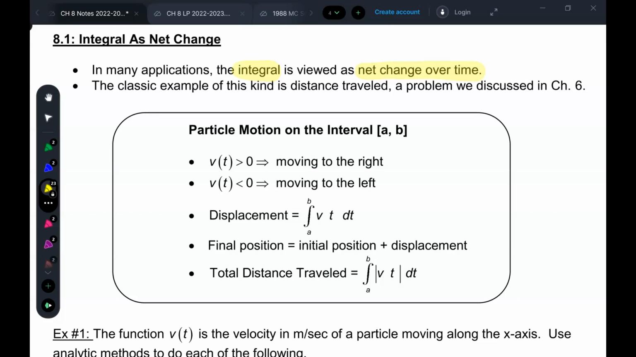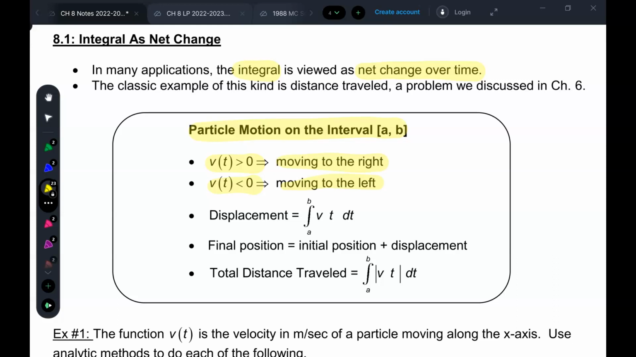In terms of integrals. Okay, so hopefully this all looks familiar, right? When the velocity is greater than 0, it's moving right. Less than 0, moving to the left. What happens when it's equal to 0? Stopped, it's at rest.